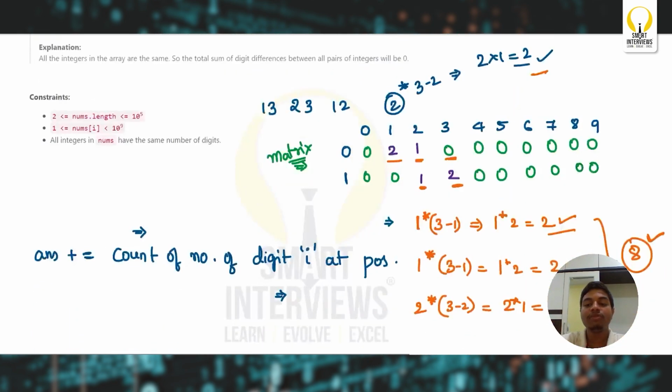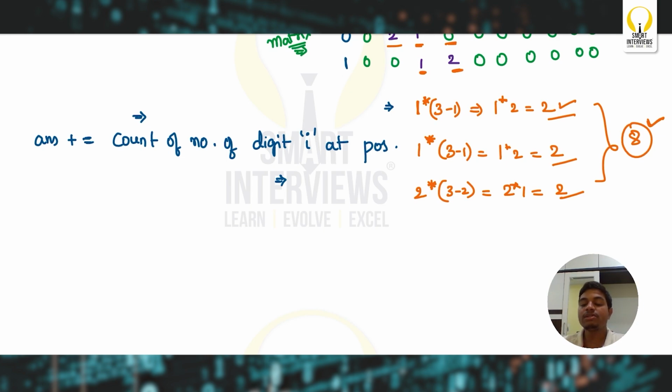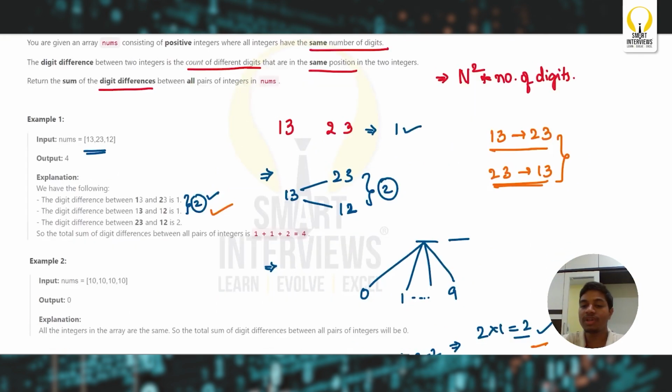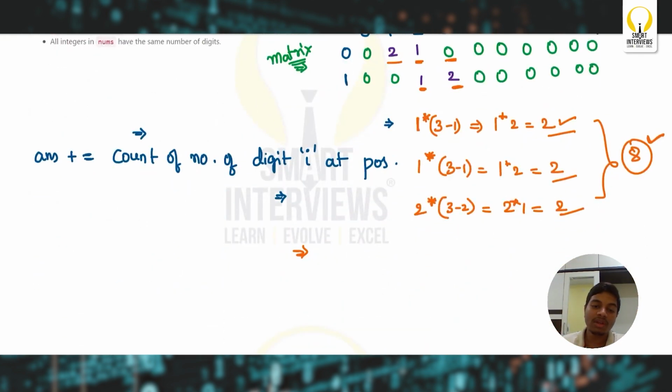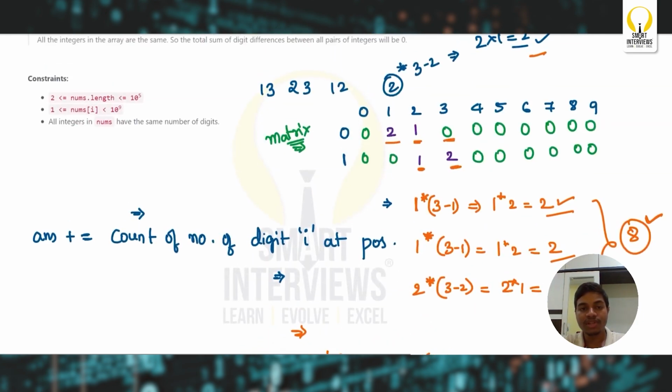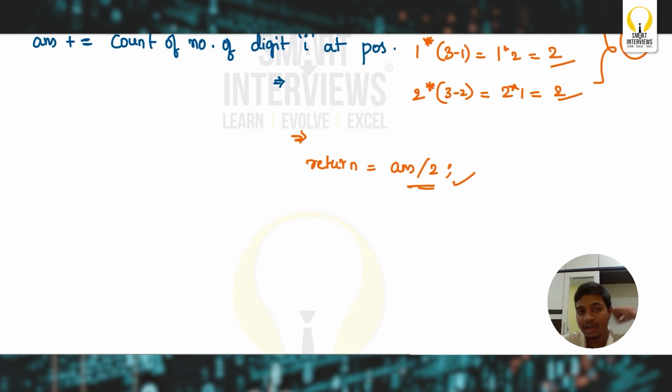In the same manner, we got all different pairs which are also included in the same. So overall, the number that we got is divided by 2, because each and every pair is counted twice. So the final answer that you are going to return is answer by 2. I hope the logic is clear. Let us try to frame it in statements.